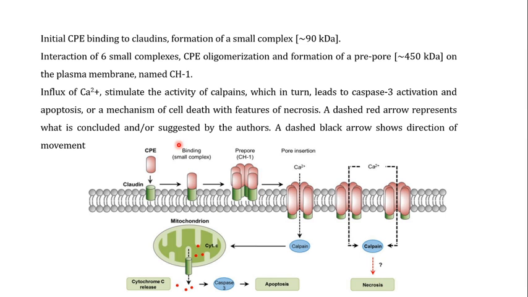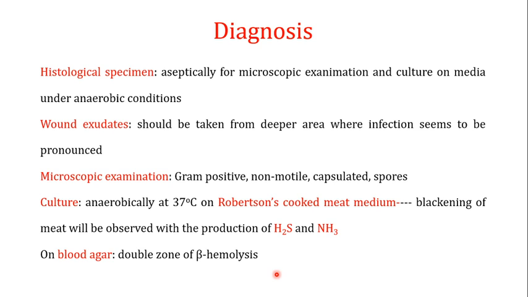So if I summarize the whole story, the CPE is going to bind to the claudin protein, making these small complexes. These small complexes are going to make these oligomers, these pre-pores, which allow the entry of calcium into the cells, causing the activation of calpain, which is responsible for the release of cytochrome C into the cytoplasm, and hence apoptosis, and hence death of the cells.